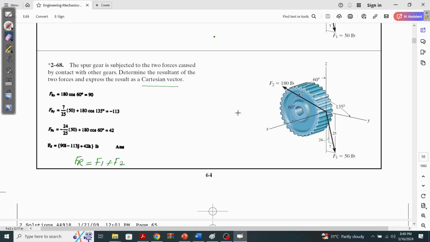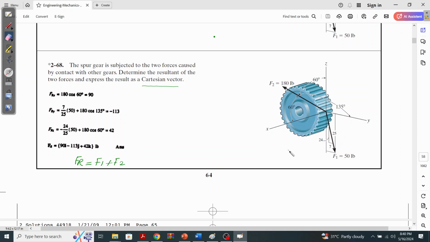So we start by taking the x components first. If we look at this 180-pound force, its direction cosine angle with the x-axis is 60 degrees, so we can easily calculate that Frx for this F2 force will be 180 times cos 60.